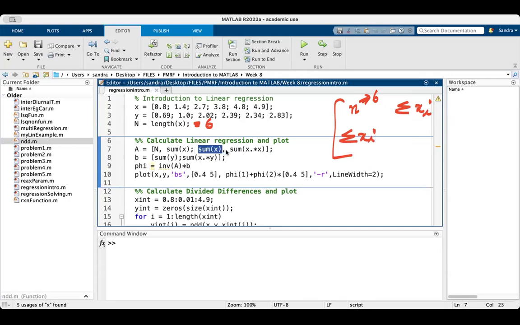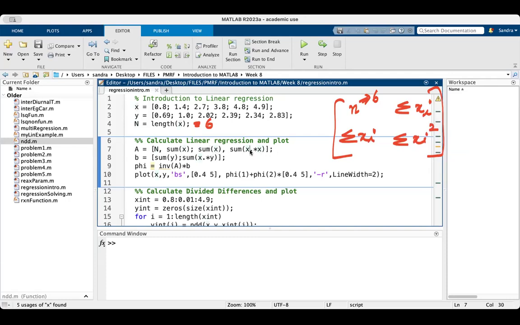Okay. And the other formula, it was sigma xi. So that one is here, sigma x square, right? Xi square. I made a mistake. Okay. Sigma xi square. So this is your A matrix. That's what we make here. N, sum of x. In the next row, separating it with a semicolon, we have sum of x and sum of x star x.